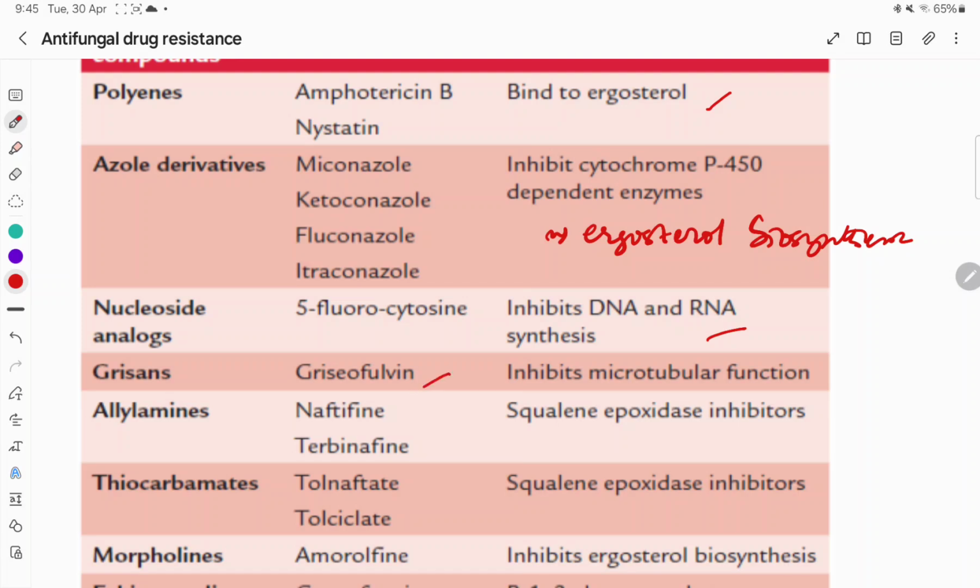Griseans like griseofulvin inhibit microtubular function, so inhibit mitosis, inhibit the polymerization of the tubule into microtubules. Actually they bind to the polymerized microtubules and inhibit spindle formation and hence inhibit mitosis. They bind to the polymerized microtubules, so inhibit the microtubular function.